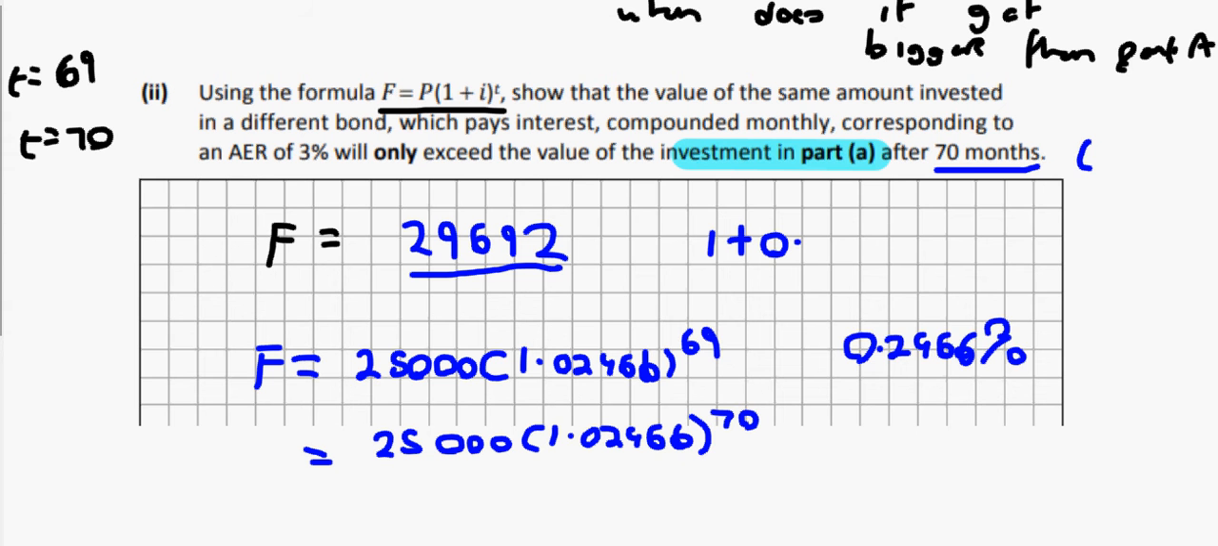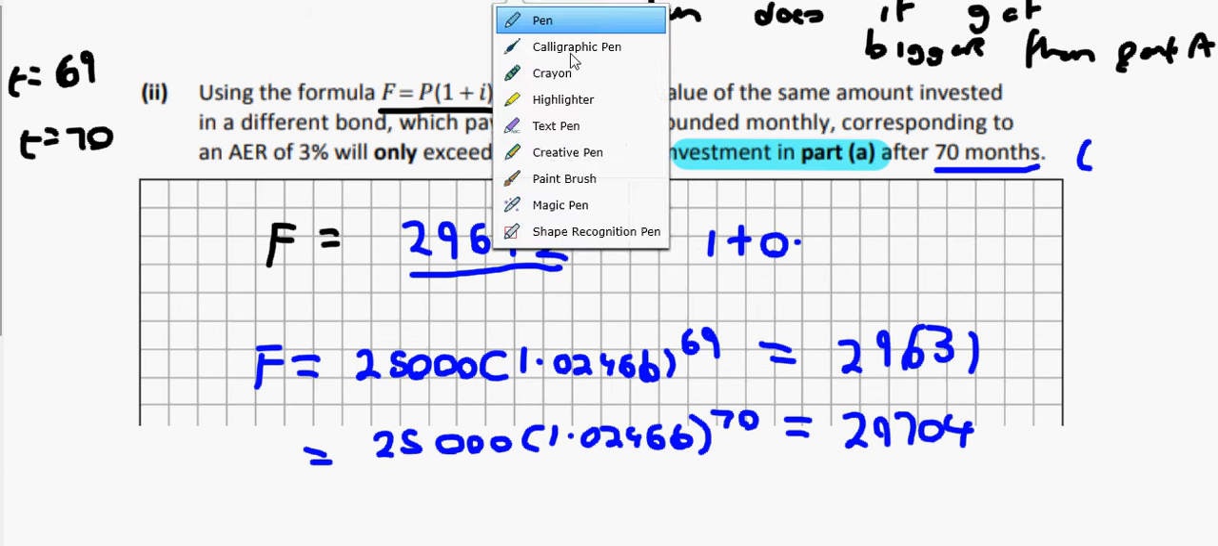So, what are you expecting both answers to be? One of them to be below this answer and one of them to be above this answer. The first answer, the 69, is 29,631, which is smaller than the answer in part A. But when you put it to the power of 70, you get 29,704. So it's clear to see that you pass it.